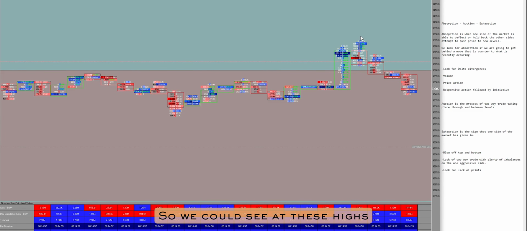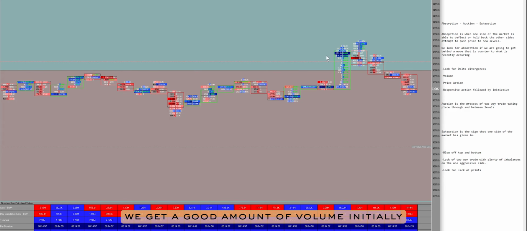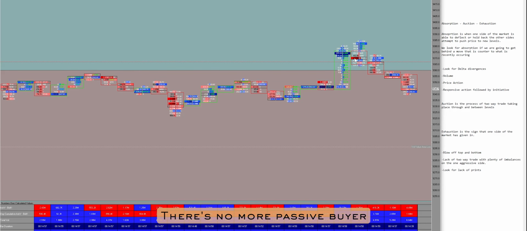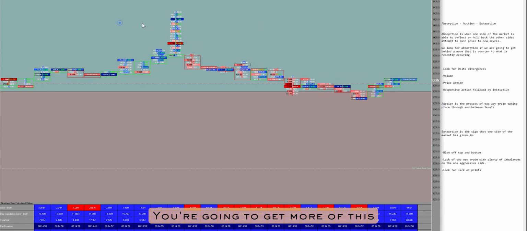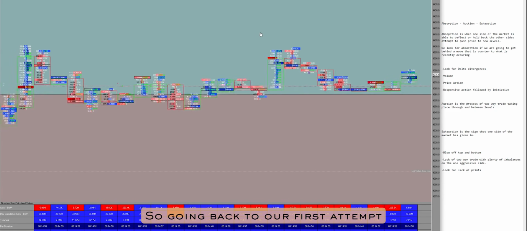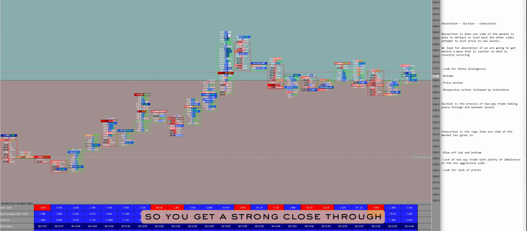So we could see at these highs, we get a good amount of volume initially, but the volume does not follow through. There's no more passive buyer that's willing to bid this up. It kind of drops off, right? Especially in the beginning, you're going to get more of this. So going back to our first attempt at that high, you get a strong close through, but there's not much of a passive buyer in this structure.